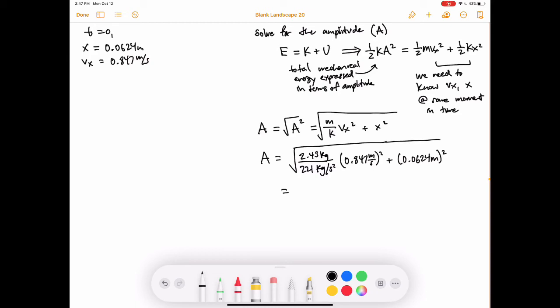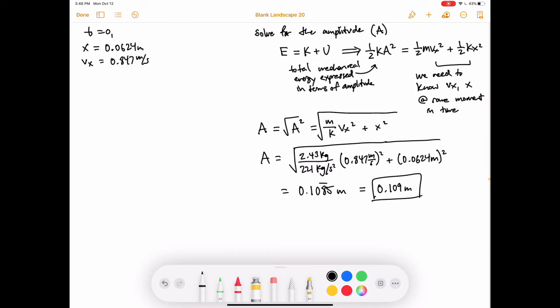So if you work this out, it's going to come out to 0.1085 meters, or to 3 sig figs, 0.109 meters. So that's the amplitude. We're going to need that.